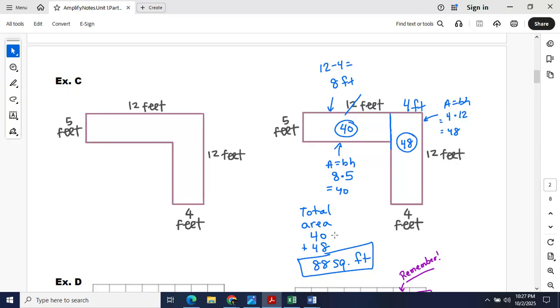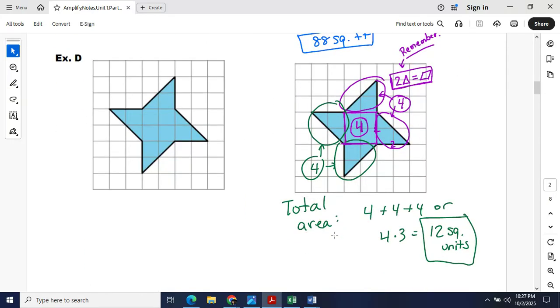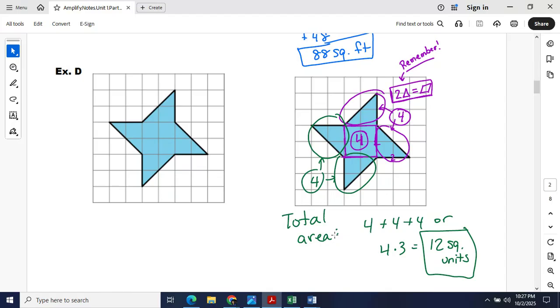Go ahead and try example D and unpause when you're ready. Now, if I look at example D, I broke it up. I have a square in the middle, which has an area of 4. Now, the 2 triangles, remember, 2 triangles with the same base and height together form a parallelogram. So I know the base is 2, height is 2. I could also cut this off and form the 4 squares here. So together it makes 4, or just do base times height, 2 times 2 is 4.